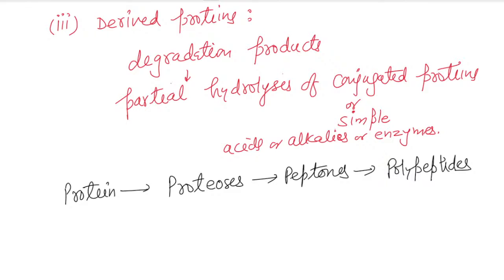Now come to the structures of proteins. So these are the two classifications. First is fibrous and globular, and second is simple proteins, conjugated proteins and derived proteins. Now, structure of proteins.